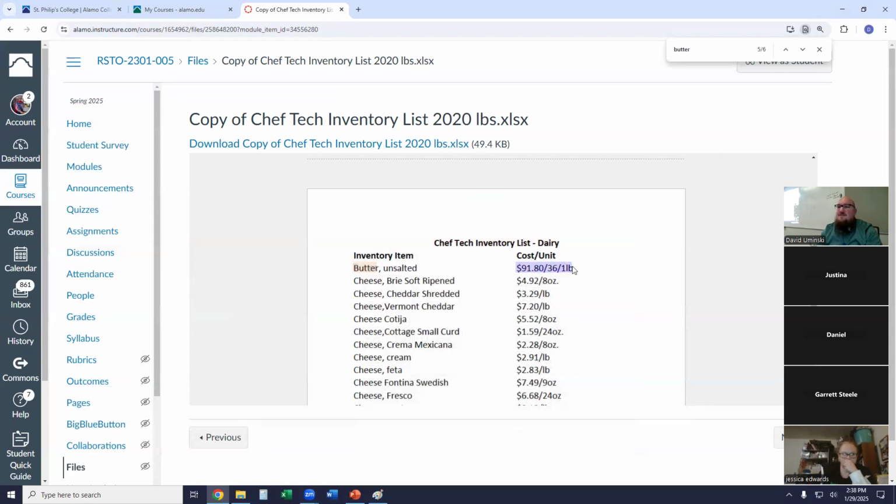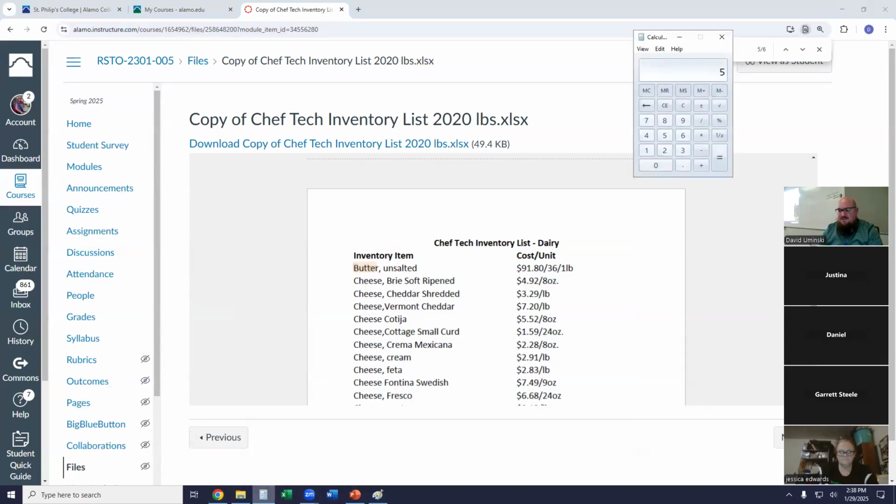I think now though, I think butter's over $100 a pound. Or $100 for 36 pounds, I should say, sorry. I think it's close to $5 a pound that we buy it. So 5 times 36. Yeah, I think it's probably close to about $180. So doubled in price. That's pretty crazy in 10 years.